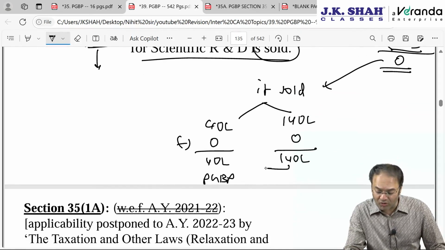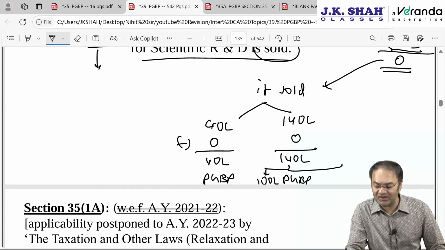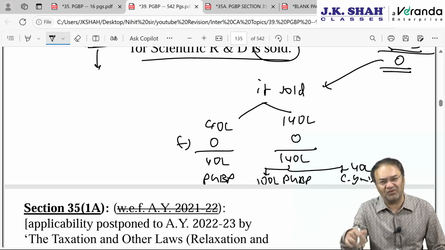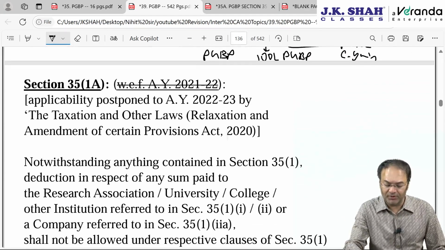But now, out of 140 lakh, 100 lakh will be taxable under the PGBP and the excess 40 lakhs will be taxable under capital gain. Okay, that we will discuss when we come to 41(3).